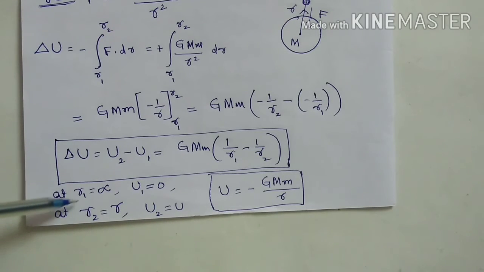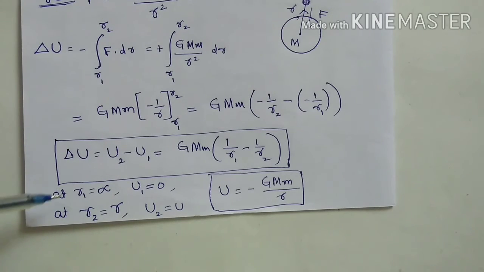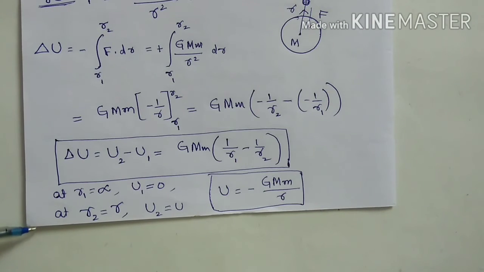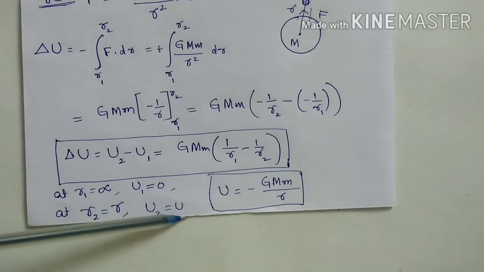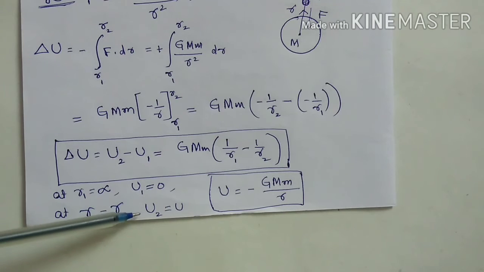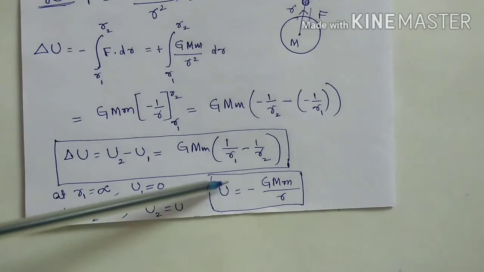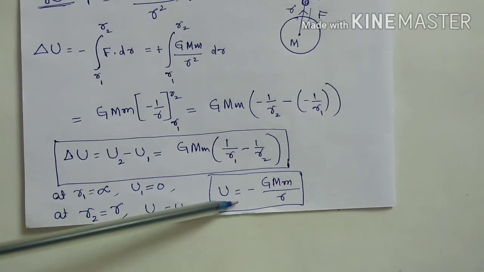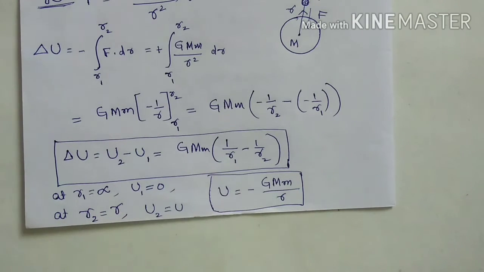But at R1 equal to infinity, means suppose this object is at infinity, there the potential is 0. U1 equal to 0. So I am bringing that object from infinity to a distance R2 equal to R. Then U2 equal to U. I am calling the potential energy at a distance R2 equal to R, that is U. Then I can write this formula: U equal to minus G capital M small m by R. This is the potential energy at a distance R from the center of the earth.